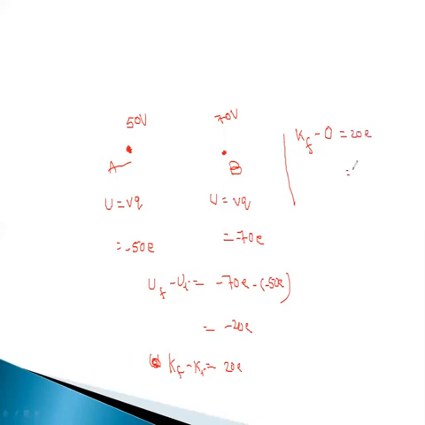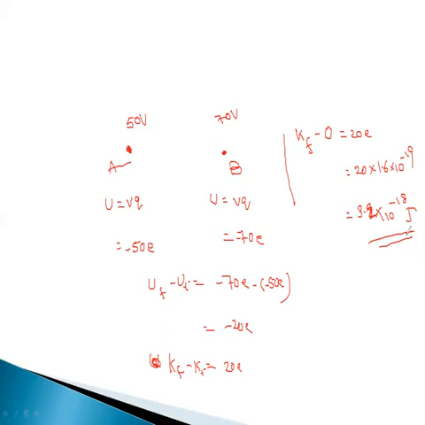So that means 20 into E, with E being 1.6 into 10 power minus 19. This will be 32 into 10 power minus 19, and that is 3.2 into 10 power minus 18. So finally, the kinetic energy is 3.2 into 10 power minus 18 joules.